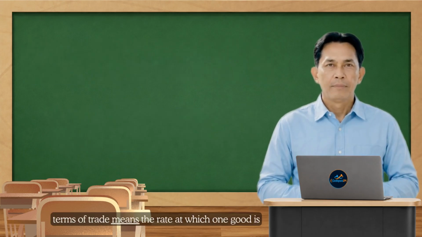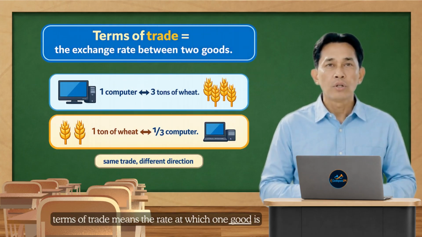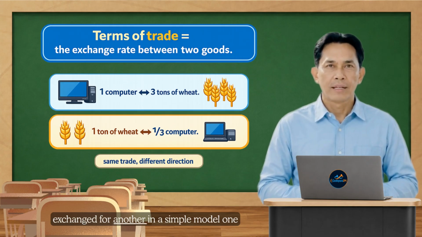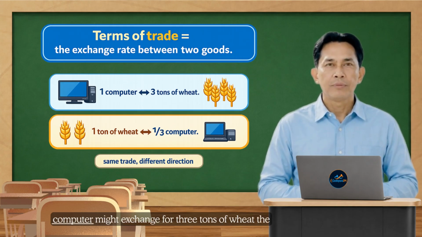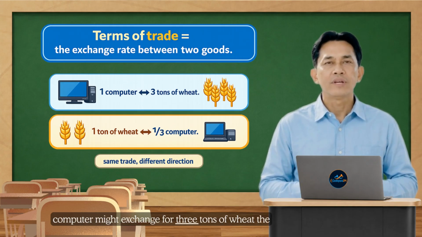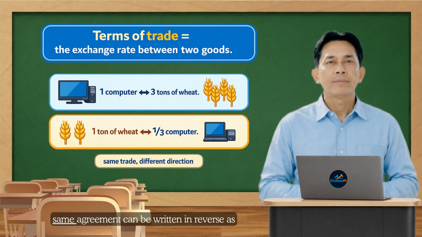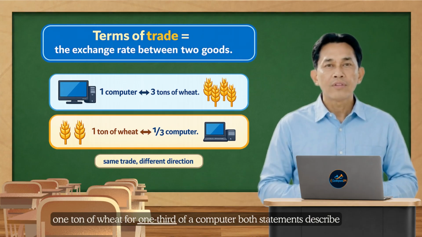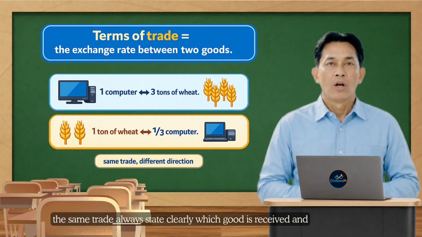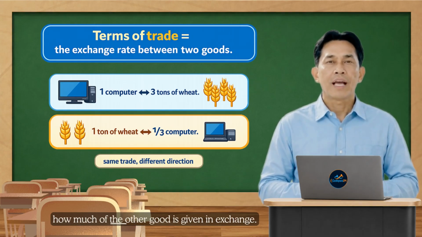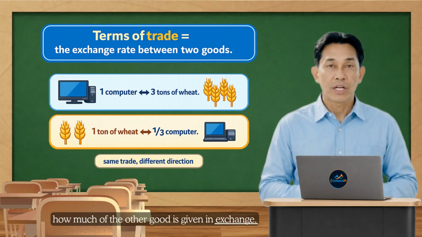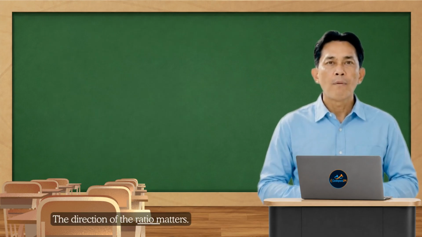Terms of trade means the rate at which one good is exchanged for another. In a simple model, one computer might exchange for 3 tons of wheat. The same agreement can be written in reverse as 1 ton of wheat for 1/3 of a computer. Both statements describe the same trade. Always state clearly which good is received and how much of the other good is given in exchange. The direction of the ratio matters.